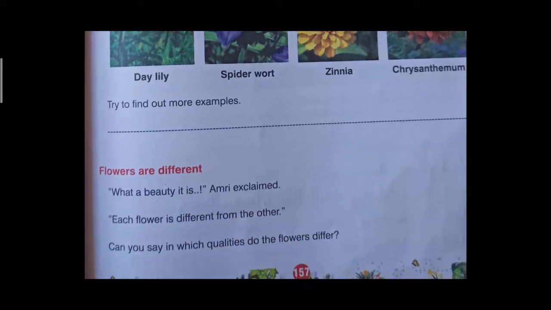Flowers are different. We know that flowers are different. "What a beauty it is," Amri exclaimed. Each flower is different from the other. Can you say in which qualities the flowers are different?